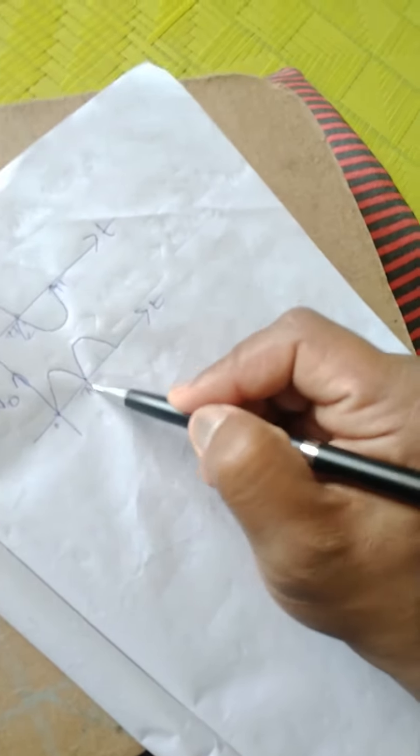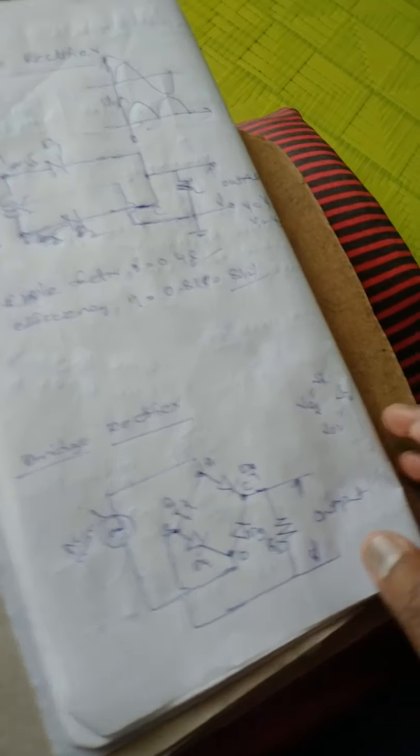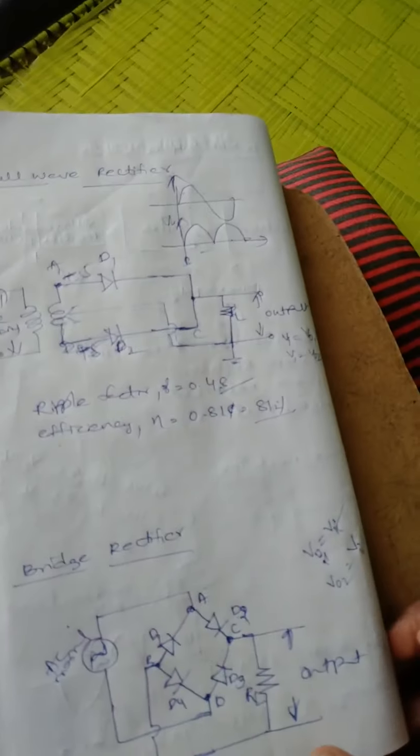In order to avoid the usage of the center tap transformer, we have gone for the bridge rectifier. But here how many diodes have we used? 4 diodes. In the full wave rectifier, how many diodes? 2 diodes. In the half wave rectifier, how many diodes? 1 diode.